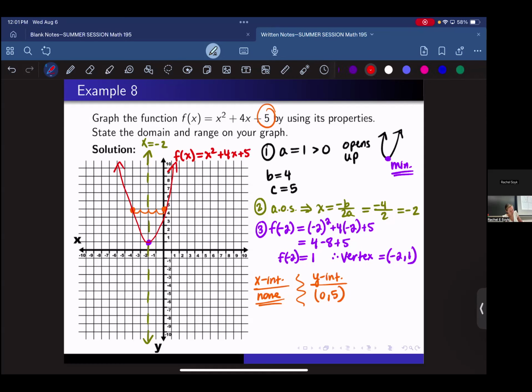Last part, identify your domain and range. Domain, once again, there are no restrictions for your x. So we have all real numbers, negative infinity to positive infinity. Range, you do have some restrictions. Your minimum value is at 1. So it's going to be hard bracket 1. And then there is no restriction on your max. So it shoots up to infinity. And that's it.